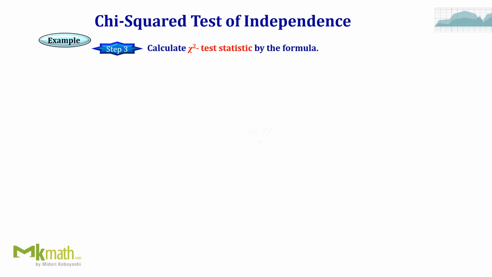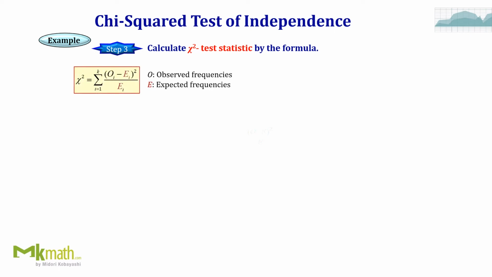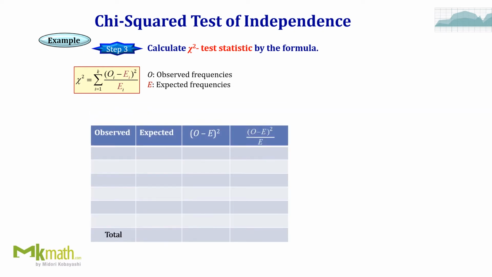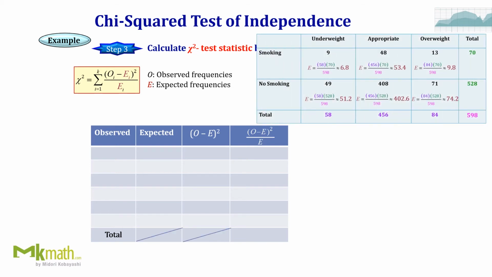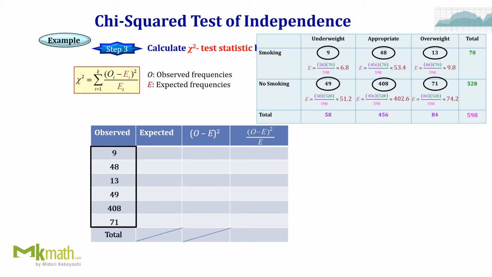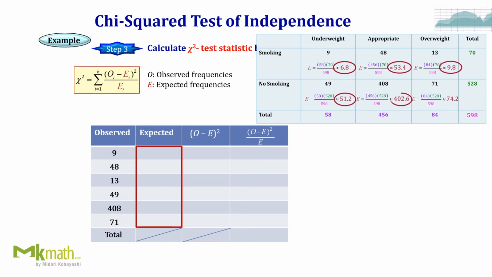Step 3. Here is a formula to find the chi-square test statistic. At first glance, it looks complicated. But it is simple if we create another table. We make use of the expected frequency table created in the pre-step. For the observed frequencies, we just copy the original data values in any order as long as they are matched properly with the expected values. For the expected frequencies, we copy the values calculated in the pre-step.